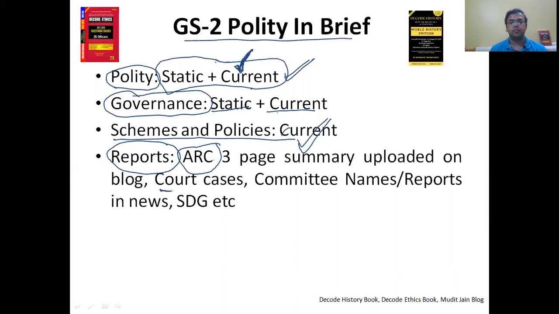Secondly, you have to write court cases. You have to write names of committees and their reports. You can quote SDGs, and whatever other reports you deem fit to be written in GS2 answers, you can write them.